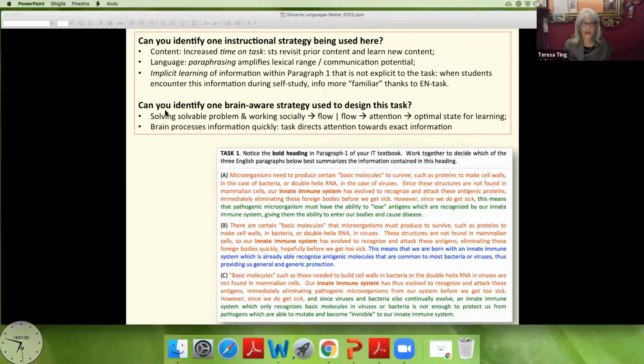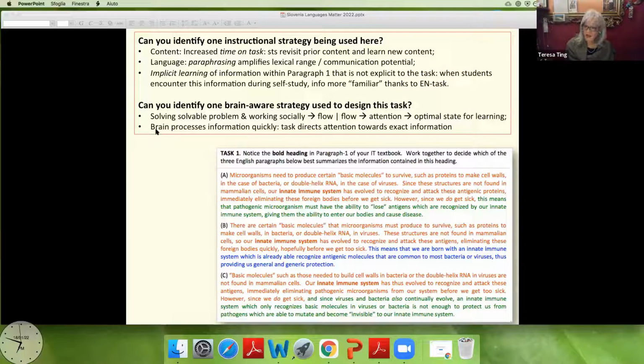Okay? What is a brain-aware strategy used to design this task? Solving solvable problems and working socially. That is all. Okay? Remember last time? Solving solvable problems, pupillary dilation, maximum attention, you enter flow. Norepinephrine in the reticular system, and so on. And flow increases attention, which is the optimal state for learning.